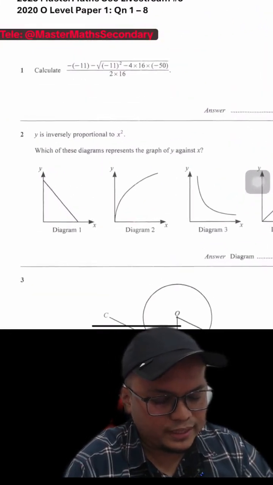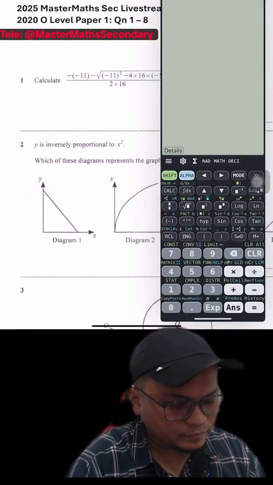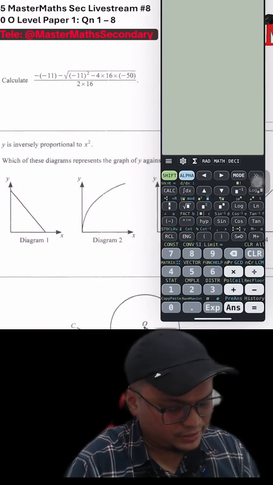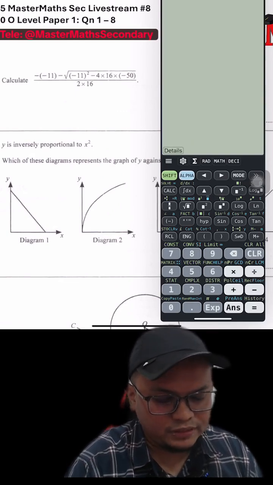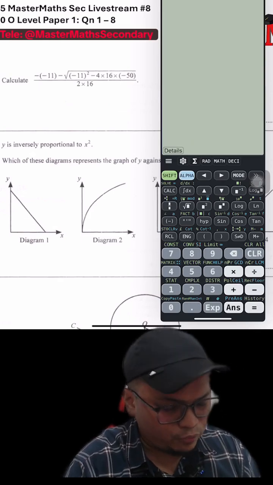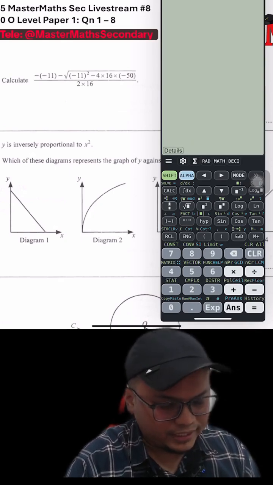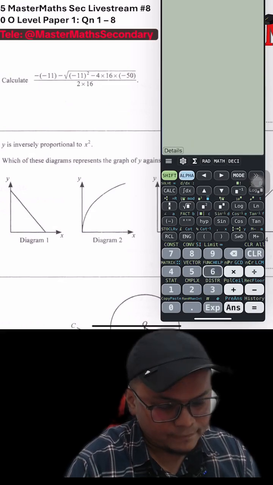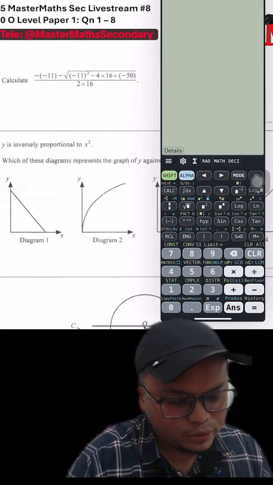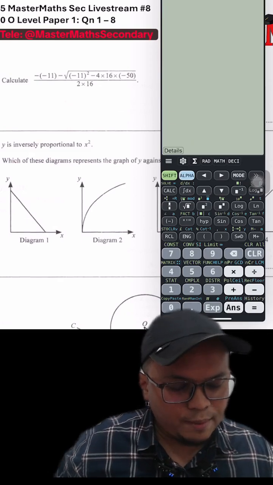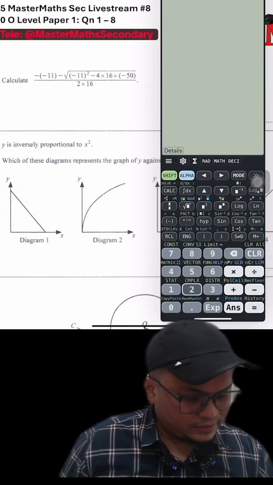For question 1 there, you basically just have to press your calculator. Let me grab my calculator. Let's just punch into your calculator. You have a fraction there. Now, we have negative of negative 11, which is the same as positive 11, right? Then minus square root of negative 11 squared, minus 4 times 16, times a negative 50. Did I press everything correctly? Do a quick check. 11 minus negative 11 square minus 4 times 16 times negative 50. Now, in the denominator, we have 2 times 16.